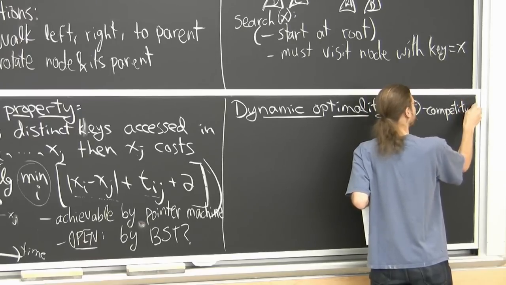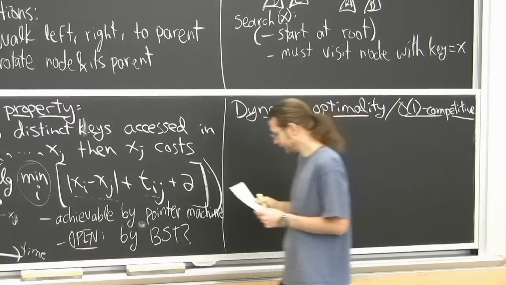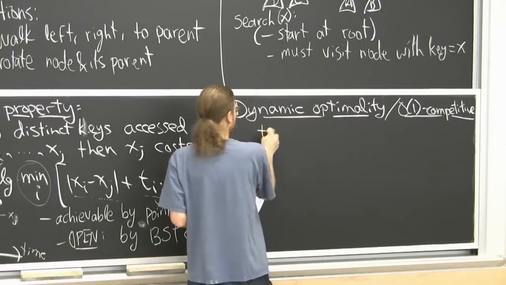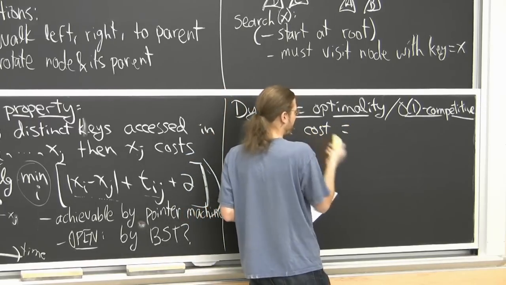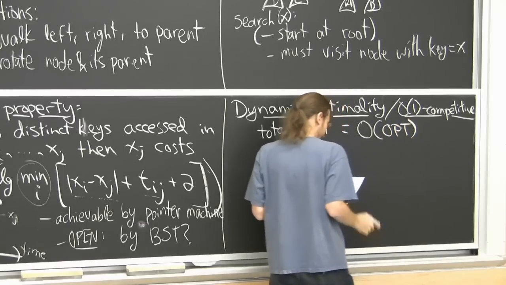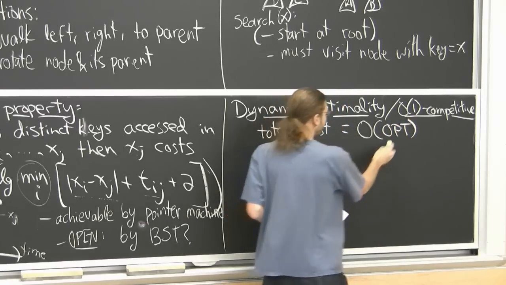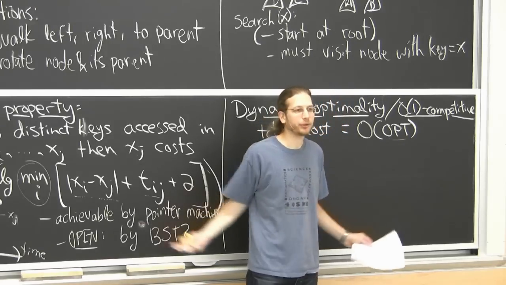But the paper that introduced dynamic optimality preceded competitive analysis, so it has another name. What we'd like is that the total cost of all your accesses, so this is like amortized cost, is within a constant factor of the optimal. What's the optimal? This is the optimal over all binary search trees.